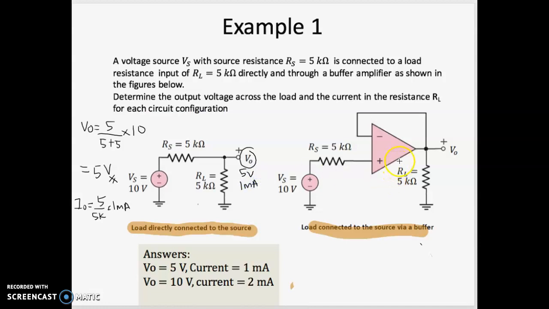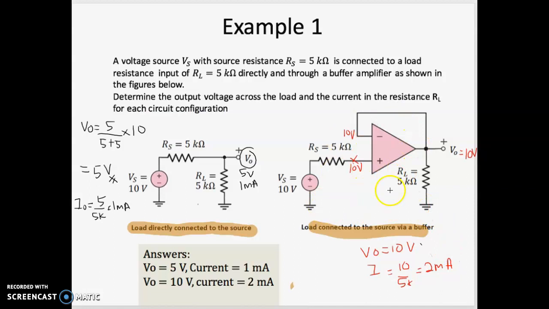So let's see the circuit with a buffer, what will happen to the supply. Here is 10 volt, so here also will remain 10 volt. Voltage rule number 1 says it will make both voltages the same, so this will become 10 volt. It goes to the feedback, and your Vout will also be 10 volt. So Vout will be directly 10 volt, and the output current will be 10 divided by 5K, which is 2 milliampere.